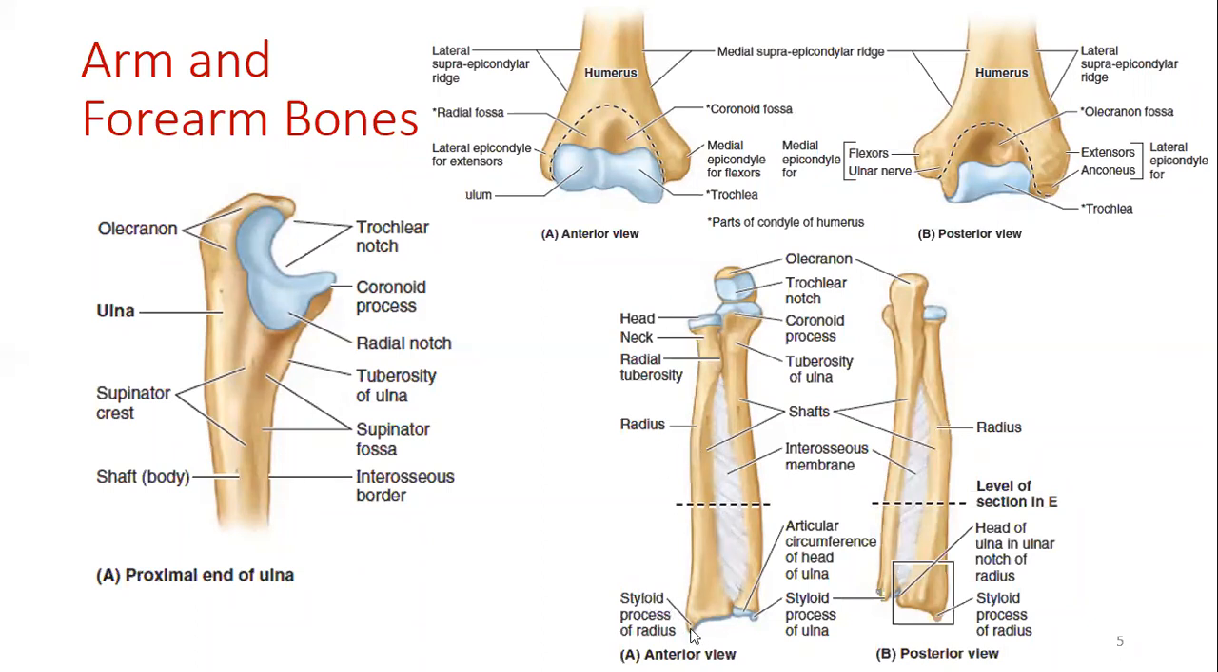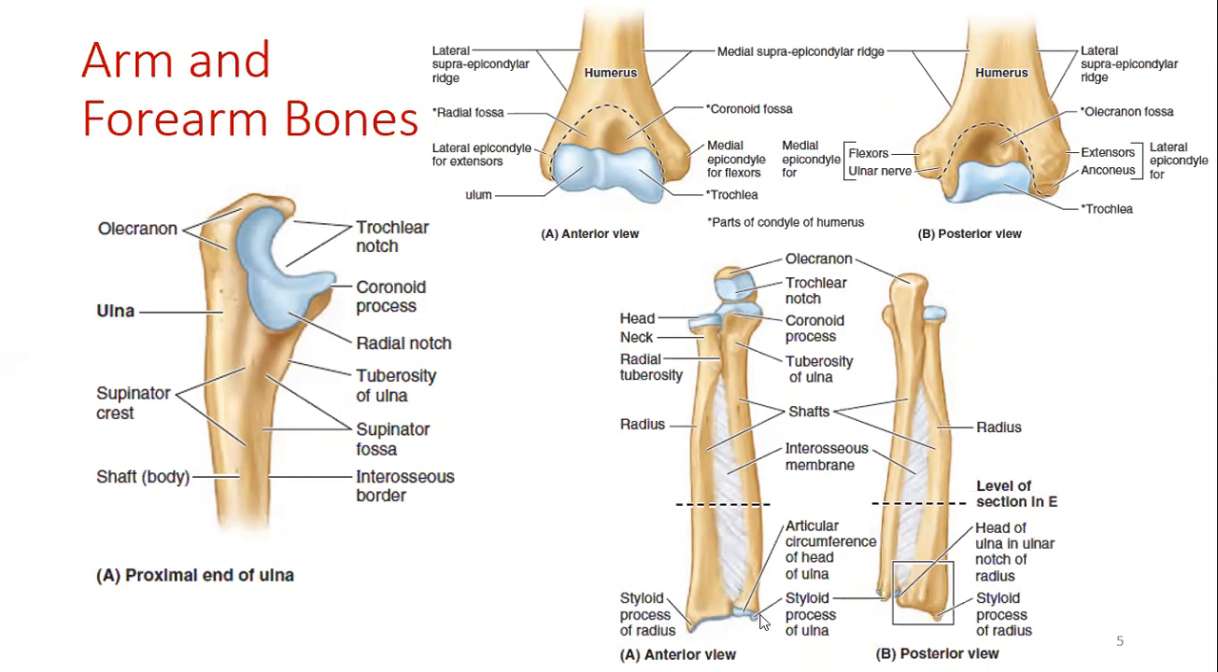And also note that both the radius and the ulna have a styloid process. So when you see styloid process, think of a little area that's jutting out at the end of a bone. So you can see here's the ulnar one and here's the radial one.